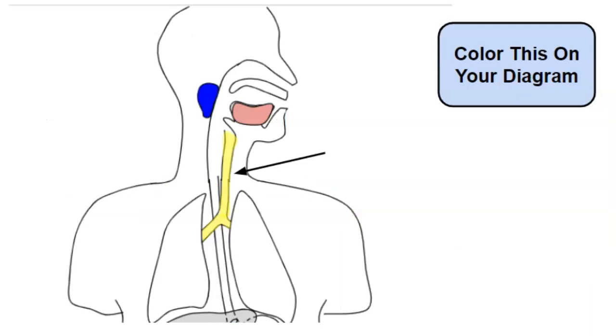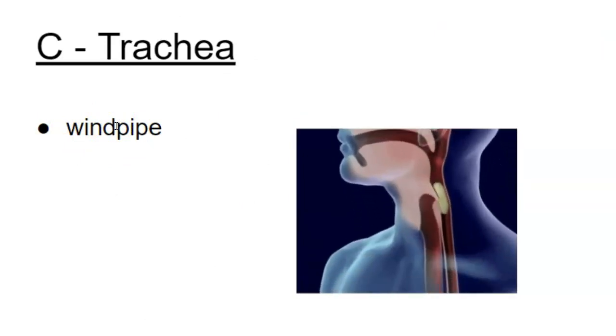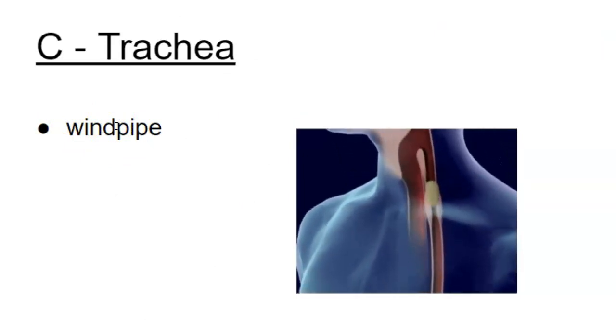Next up, we have this guy who is not actually part of the digestive system. It's part of the respiratory system. If you notice, it goes to these two organs, which are the lungs. So this is the trachea. Your trachea is a windpipe, so that's just another word, but it's the tube to your lungs, essentially.